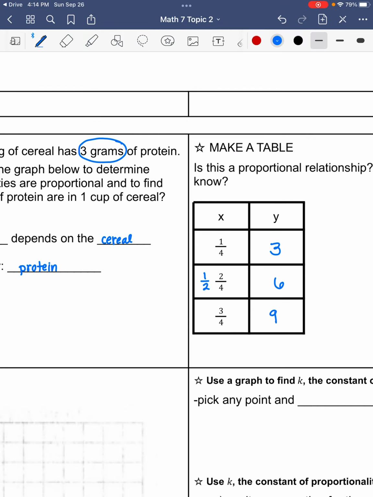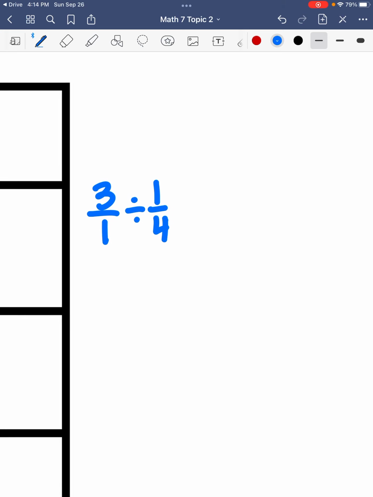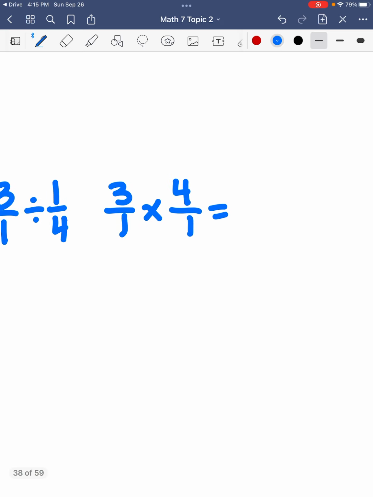So I want to find out if this right here is proportional. So the way I'm going to do that is I'm going to take my y value and divide by my x value. So let's look at this first row. So we've got 3, and I'm going to write that 3 as a fraction, 3/1. And I'm dividing it by 1/4. Now, whether you put this in your calculator or you do it by hand, you know how to divide with fractions. Keep, change, flip. So we have 3/1 times 4/1. I flipped that second fraction. And then I just have 3 times 4, which is 12.